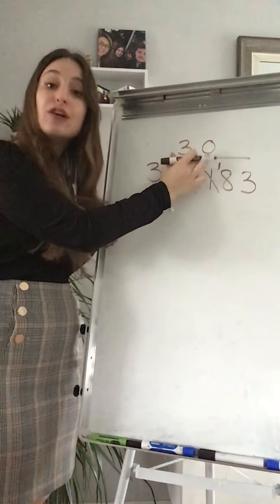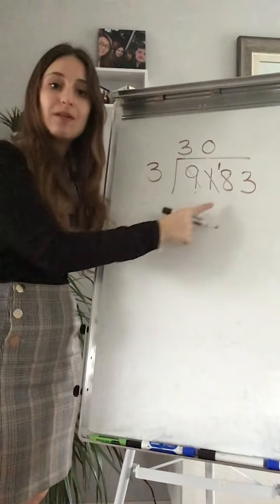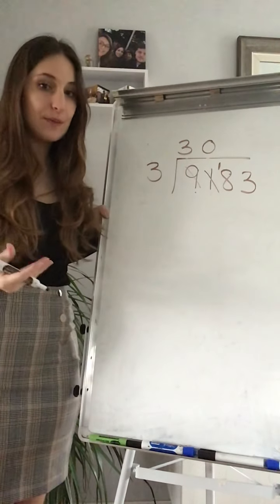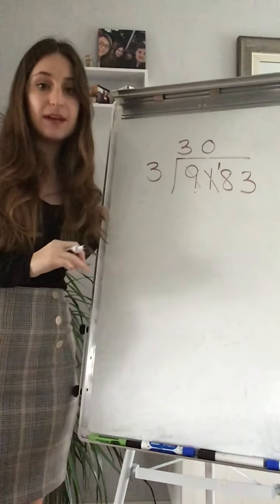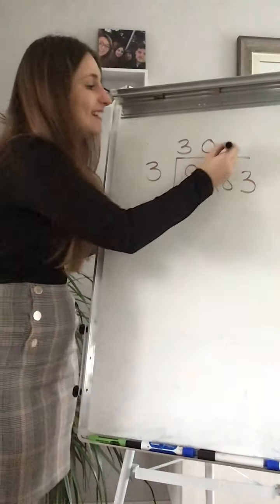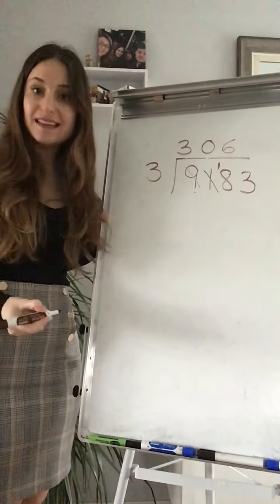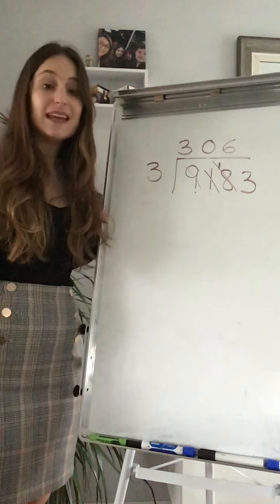Remember that if you cannot do it, you need to make sure you put your 0 there and carry it and make your next number. Now I have my 1 and my 8 and I create an 18. Is 18 on my 3 timetable? It is. 6 times 3 is 18, exactly. So I don't need to carry anything.